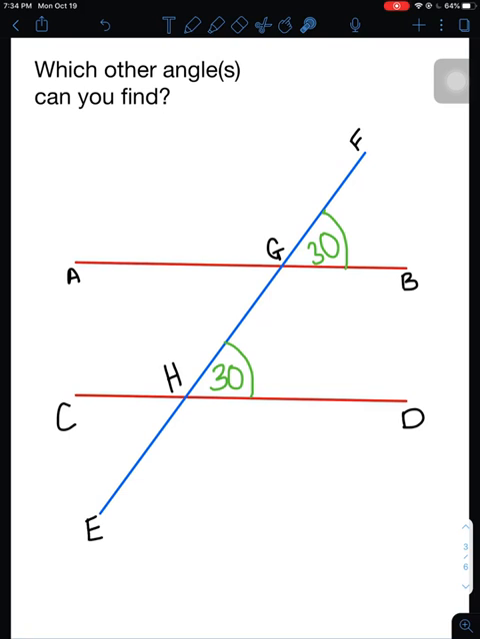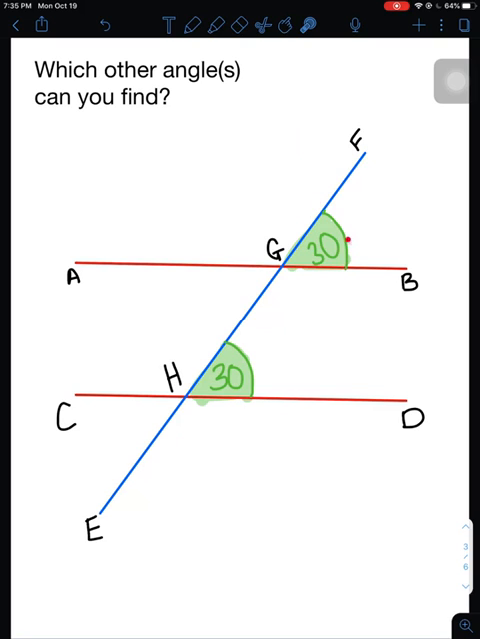So let's say we have this here, and we have these two lines. What we know is that there are two straight lines, and we have this transversal. They told us that this angle right here, angle FGB, measures 30. They also told us that this angle here, we can call it angle GHD, also measures 30. And now we want to know what other angles you can find.